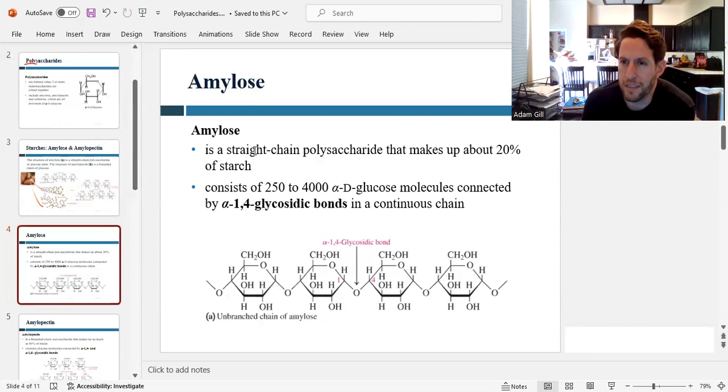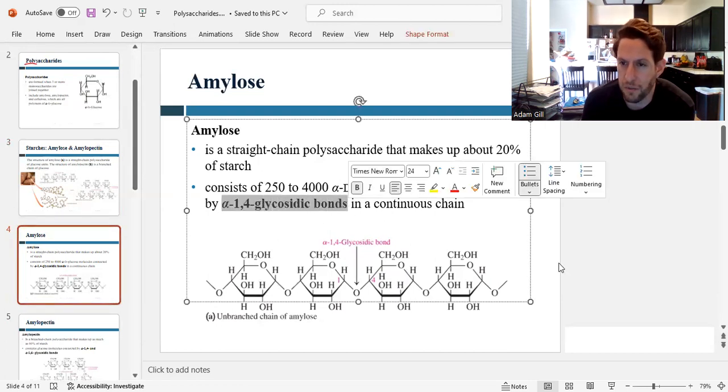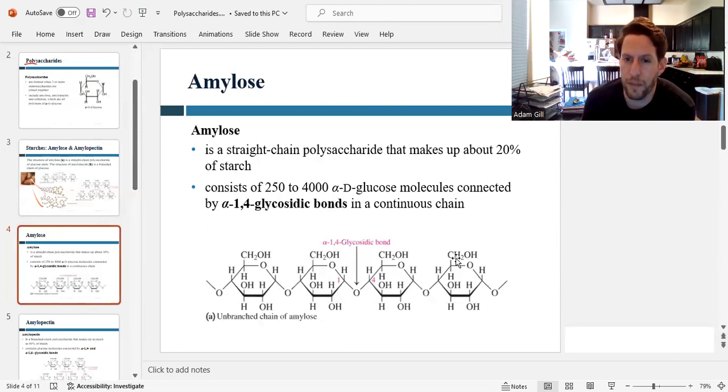So amylose is considered a straight chain polysaccharide that makes up about 20% of starch. It consists of 250 to 4,000 glucose molecules connected by alpha 1,4 glycosidic bonds. So exclusively alpha 1,4. And so this is just a short segment of the chain. You can imagine that it keeps going in either direction. Obviously, if it's 400 molecules long, we can't show the whole chain. So this is just looking at a little piece of it.